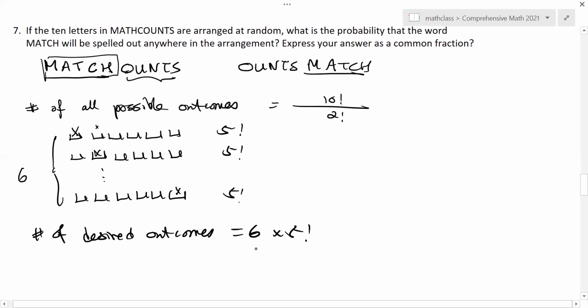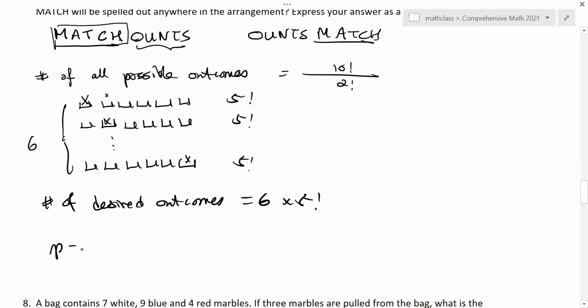So how do you get 6 times? Step 1, you select one of the positions for MATCH, and you have 6. Then once the position for MATCH is selected, you have 5 letters you can arrange, which is 5 factorial different arrangements. That's the number of options at the second step. So the product will be the number of desired outcomes. So the answer will be 6 times 5 factorial over 10 factorial over 2 factorial. Now let's figure it out.